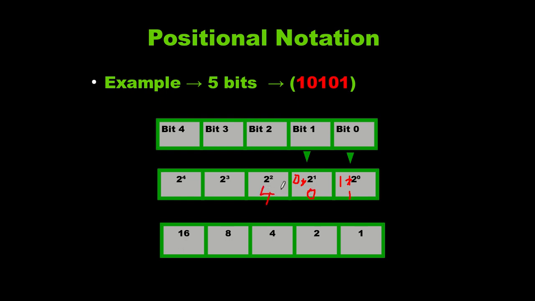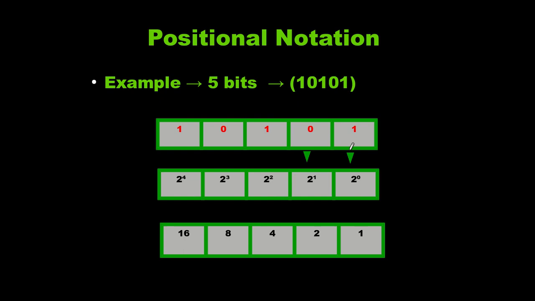I have 1, 0, and 4. And this is going to be 0 because I have 0 multiplied by 2 to the power 3. I don't care what 2 to the power 3 equals because I have 0, so it's going to be 0. This one is 1 multiplied by 2 to the power 4, which is 16. So this number in decimal equals 16 plus 4 is 20, plus 1 is 21. That's how we did it.